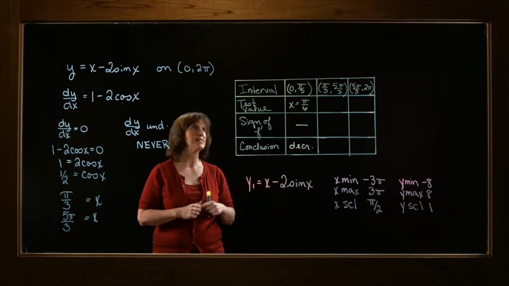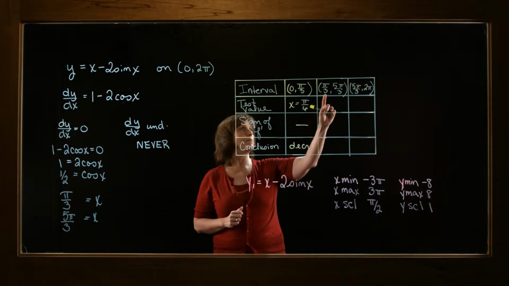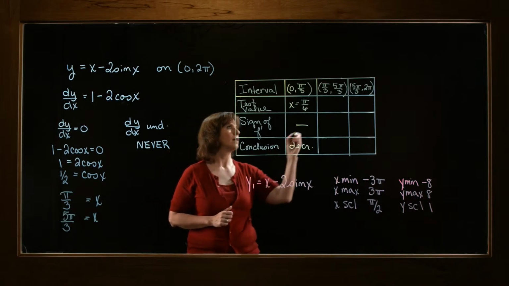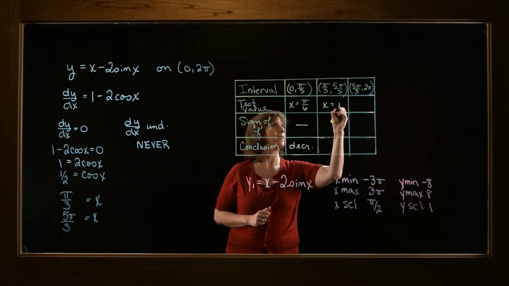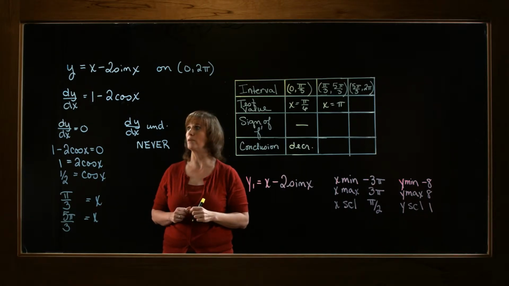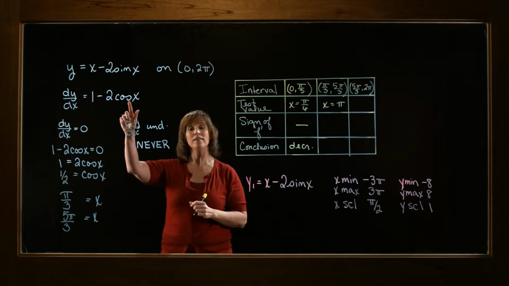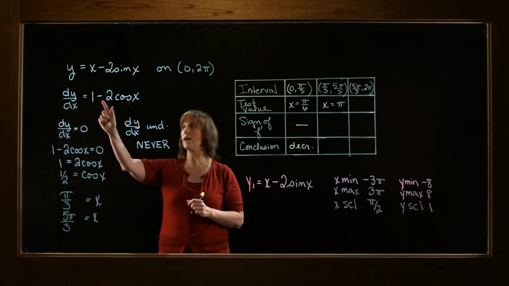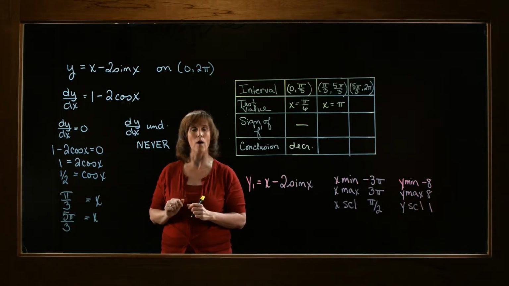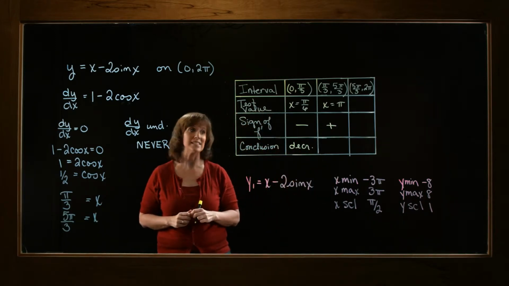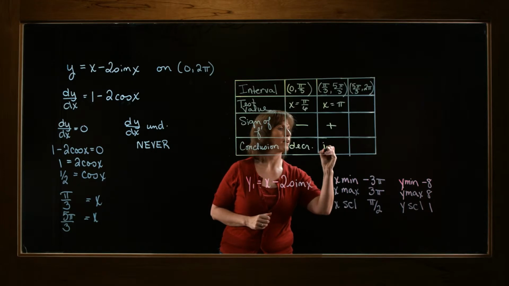Okay, let's move on to the next interval. I need to pick a number between pi over 3 and 5 pi over 3. Let's try pi. Again, we're going to take this and we're going to plug it into our derivative. The cosine of pi is negative 1. So I'm going to have 1 minus 2 times negative 1. That's a positive number, which indicates that my graph will be increasing.